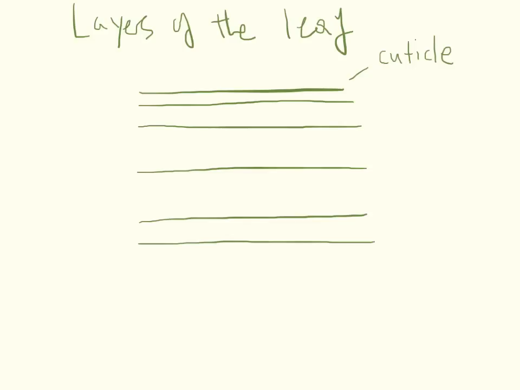It's a waxy layer. It's not made of cells, but it is made by cells. Made by cells, but not cells. It's just a layer of wax. So this is called a cuticle. Okay, transparent waxy layer. Cuticle.